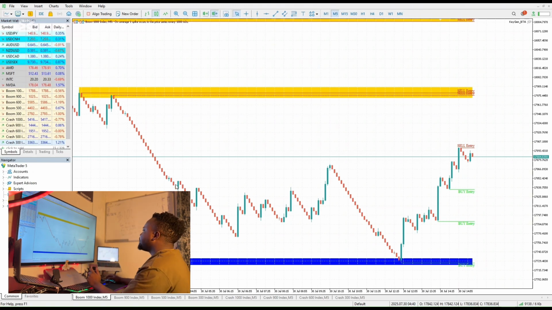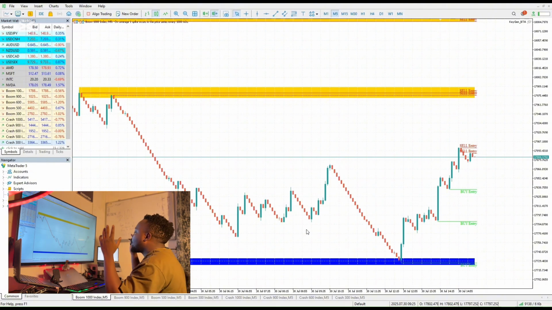But right now, I'm going to show you one of the ways to trade this indicator in the 5-minute time frame. So right now, we're just concentrating on the 5-minute time frame, and we want to be able to catch spikes and ticks as well. So we're trading both ways, whether it's on Boom or on Crash. We want to be able to trade both ways and capitalize on both.